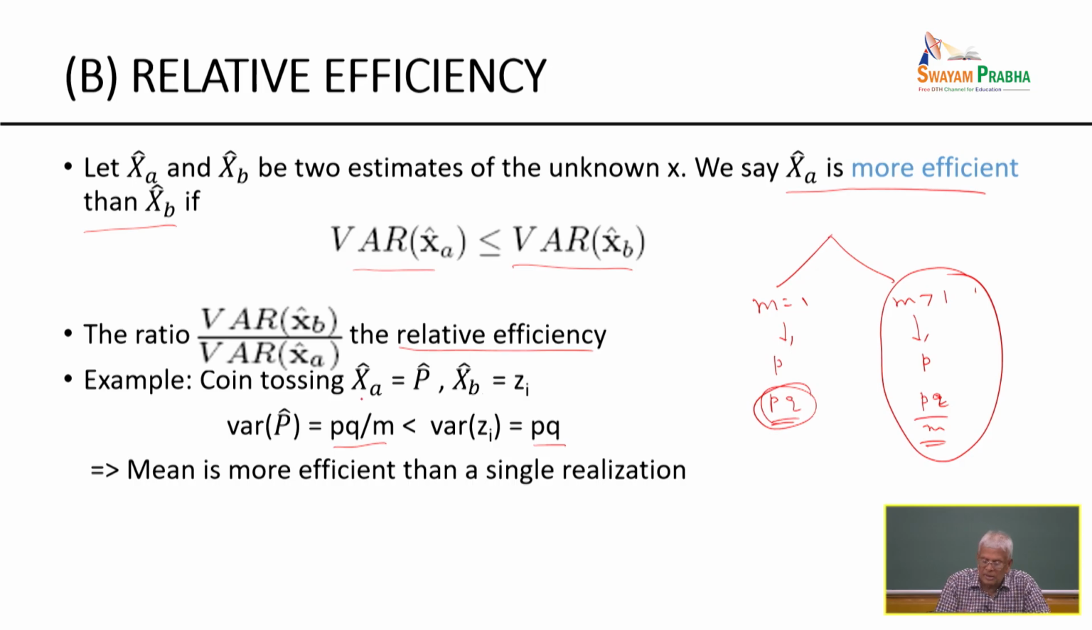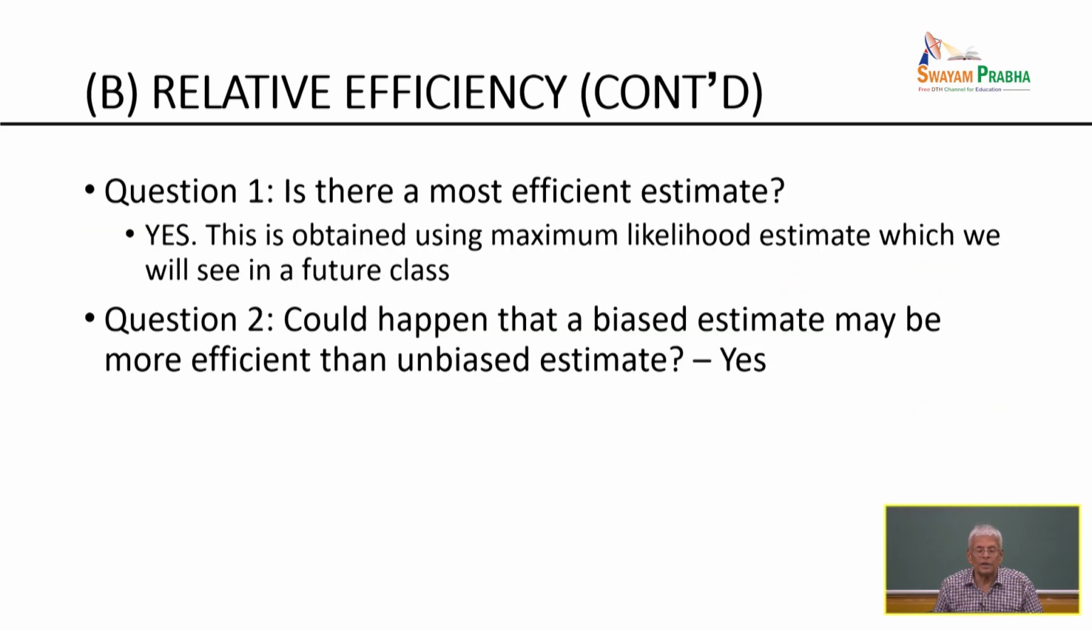So what is it that we are saying? X A is equal to P hat coming from m experiments, X B coming from one experiment, which is Z i. The variance of Z i is PQ, the variance of P hat coming out of m experiments is PQ by m. PQ by m is definitely less than PQ. Therefore, the mean is more efficient than a single realization. This is the reason why we toss a coin more number of times. The more samples you have, the better it is. Relative efficiency. The question of relative efficiency now brings us to another important question. Is there a most efficient estimate?